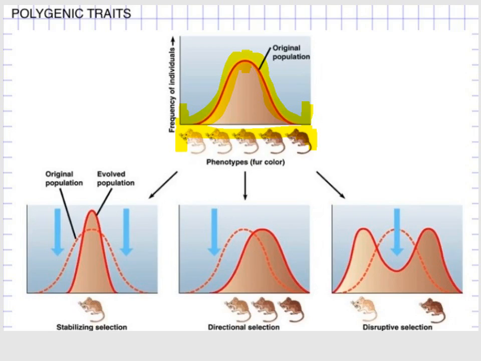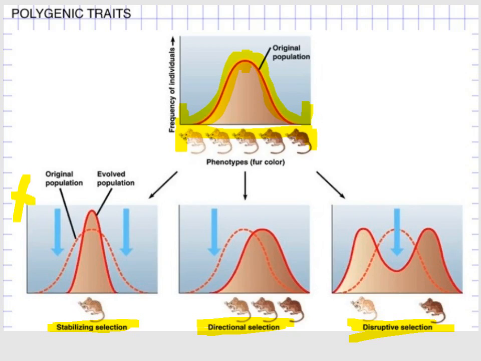What can happen is that we can have a couple of different types, actually 3 different types of selection against polygenic traits. We can have stabilizing selection, directional selection, and we can have disruptive selection. And the difference is exactly which part of the bell curve is being favored. So let's take a look first at stabilizing selection.